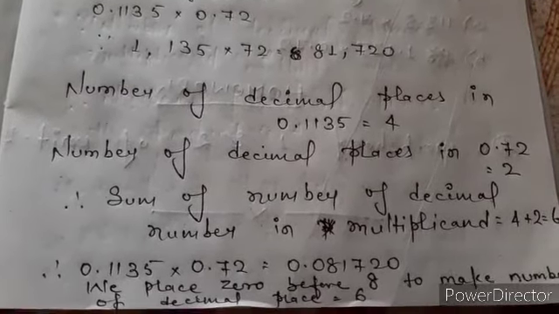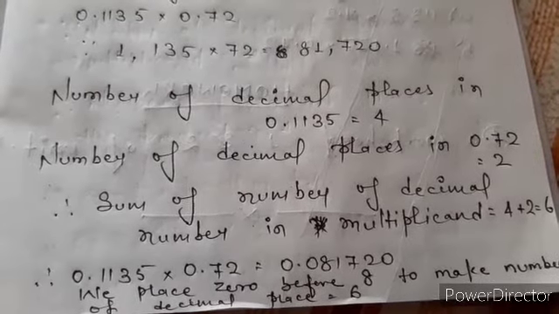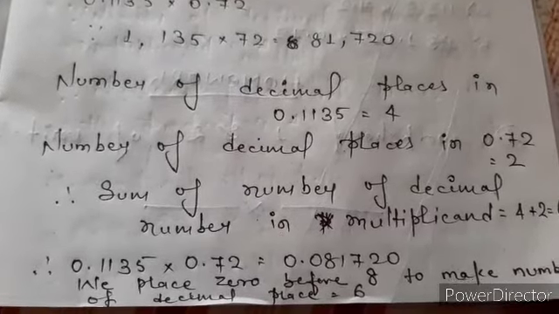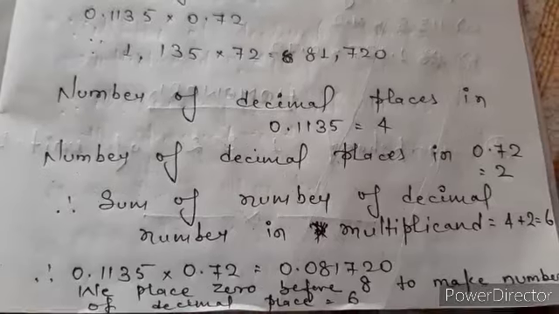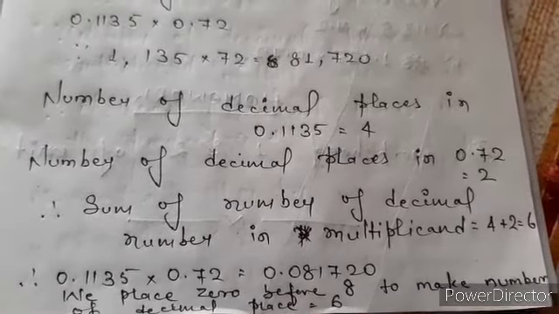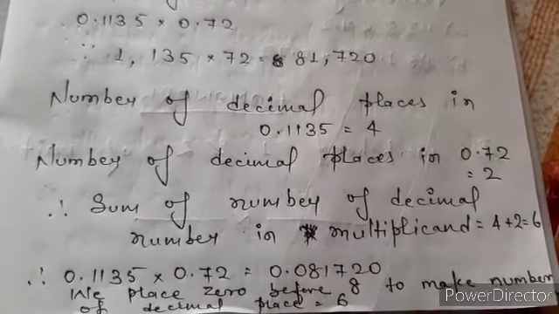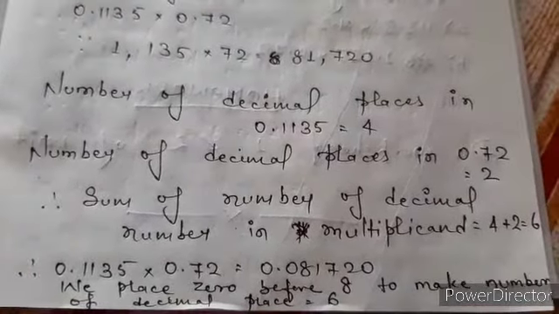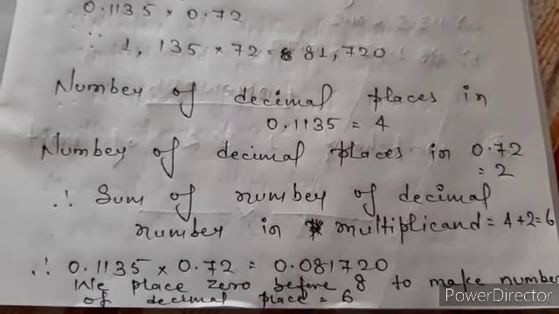Hence 0.1135 into 0.72 is equal to 0.081720. We place 0 before 8 to make the number of decimal places 6. That means after 6 digits we put the sign of decimal in the number.